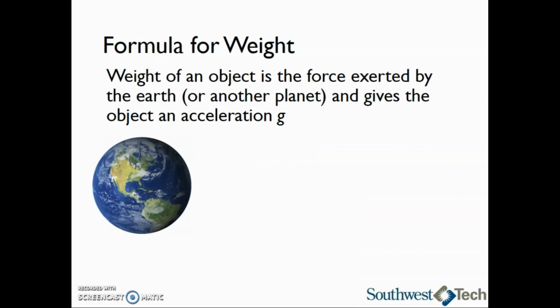The weight of an object is really just the force exerted on the object by the Earth or some other planet, and it gives the object an acceleration of g, which is the acceleration due to gravity. Since weight is actually a force, we will use a capital F sub W to represent the weight force, and this is equal to the mass of the object multiplied by g, which is the acceleration due to gravity. This is essentially another form of Newton's second law, which states that force equals mass multiplied by acceleration.